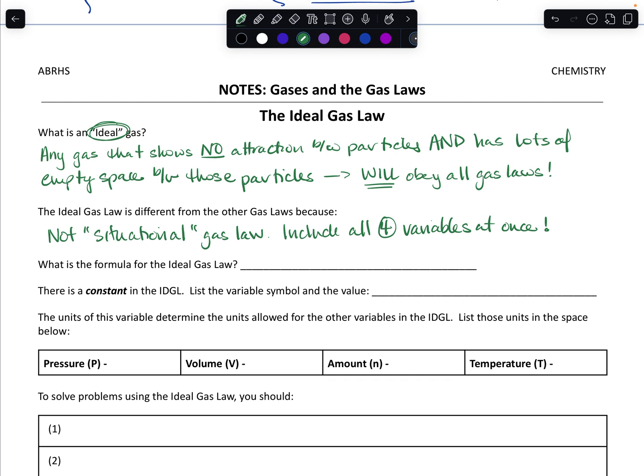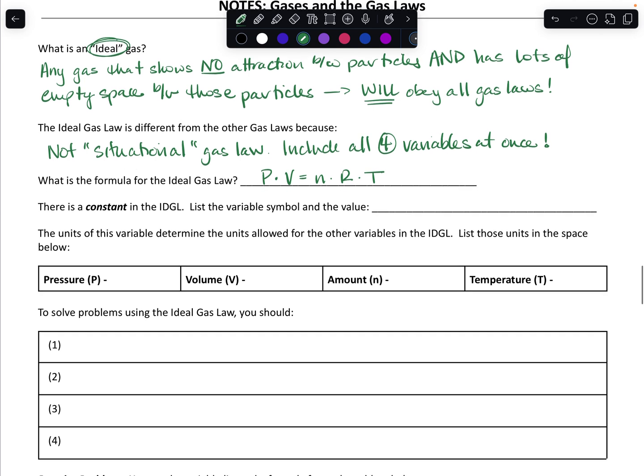The formula for the ideal gas law is P times V equals N times R times T, which we sometimes say "PiV nert." I like PiV nert, but you can decide. You'll notice we recognize pressure, volume, amount, and temperature, but what is R? Well, R is a constant. It's called the ideal gas law constant. It's very appropriately named. The symbol is R and the value is 0.0821.